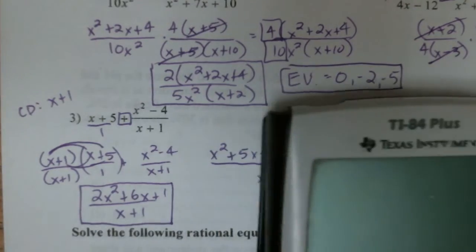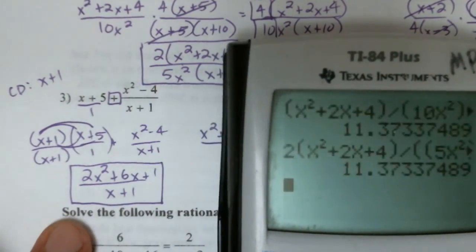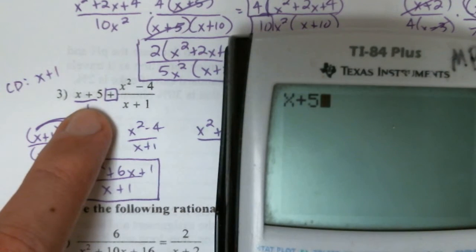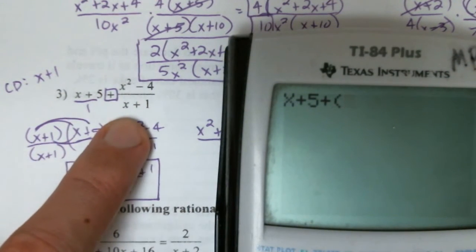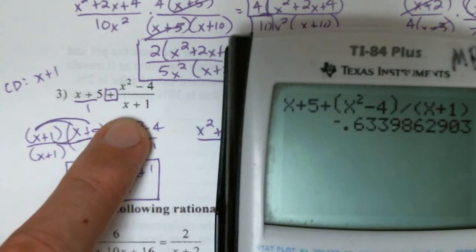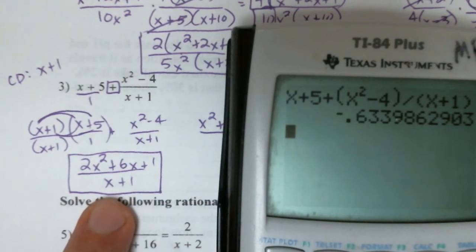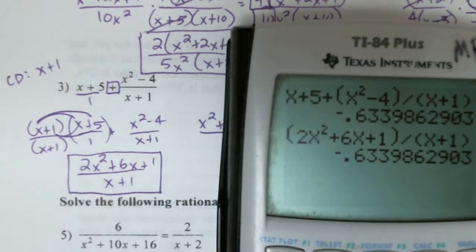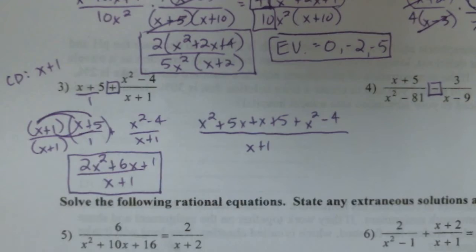Okay, so let's check that. Let's type in our original problem. I've got x plus 5 plus, parentheses, a fraction there, x squared minus 4 divided by parentheses x plus 1. We think that's the same thing as parentheses 2x squared plus 6x plus 1, close parentheses, divided by x plus 1. Drum roll. Bam, look at that. Beautiful, beautiful. I know I did the problem right.